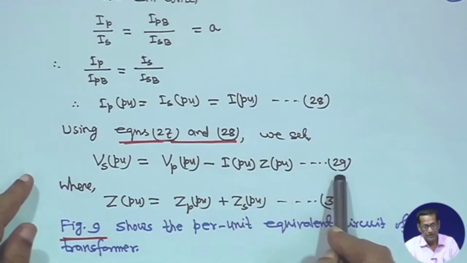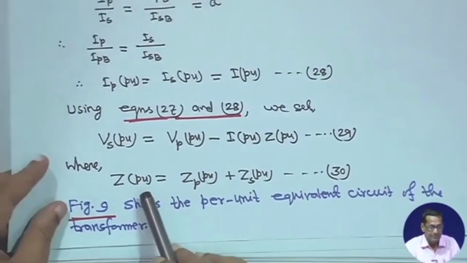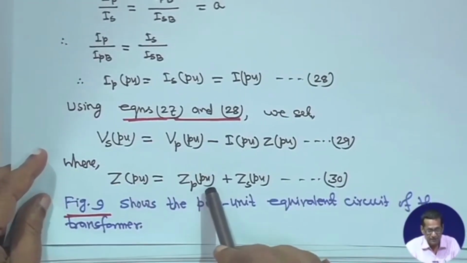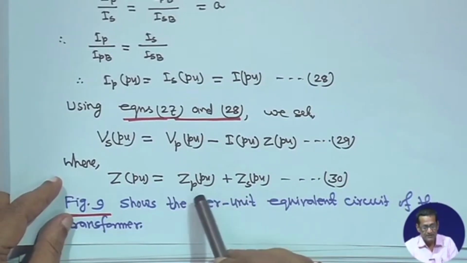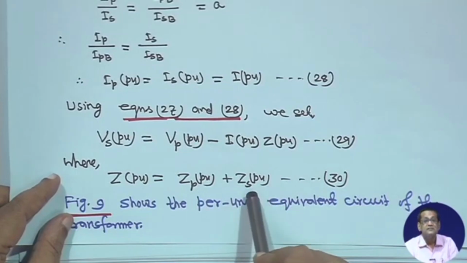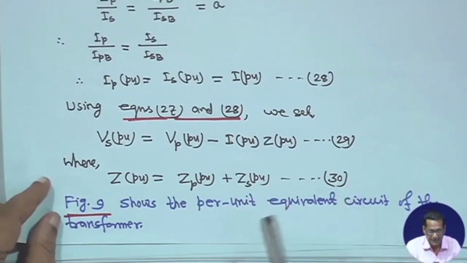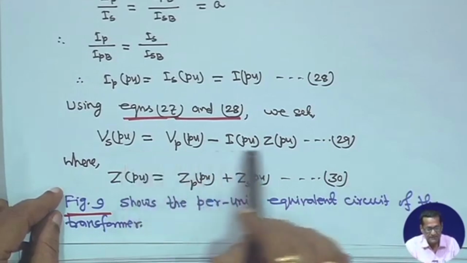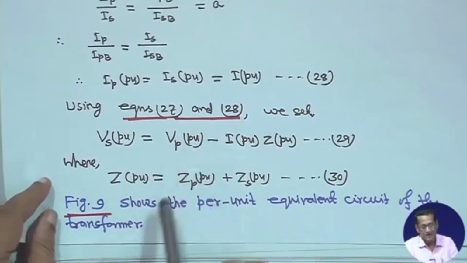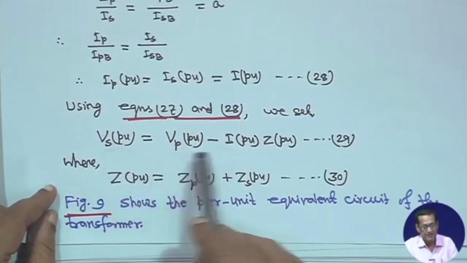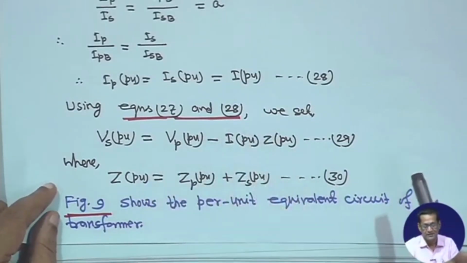This is equation 29, where Z per unit is equal to Zp per unit, primary side per unit values, plus Zs per unit, secondary values. This is equation 30, right. So that means all these equations, secondary and primary side, are related to per unit, right.